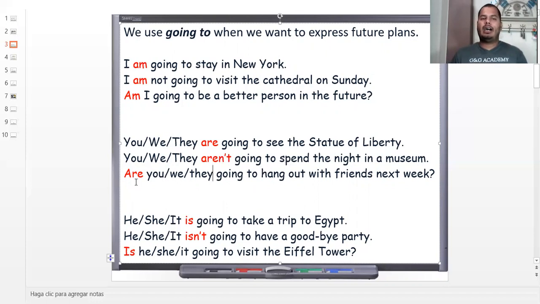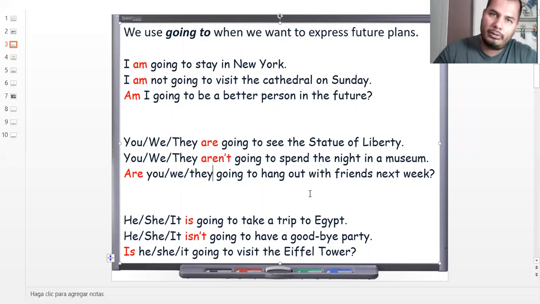Are you, are we, are they going to hang out with friends next week? Are you going to hang out with friends? Possibly not next week, but possibly in the future. Are you going to hang out with friends? Are your plans going to be successful? Are you going to learn English? Are you going to practice more? Are you going to eat dinner later? Are you going to complete all the exercises? Are you going to? It's a very important thing.